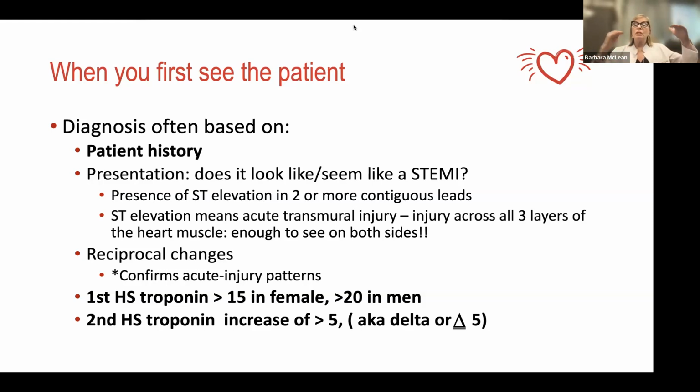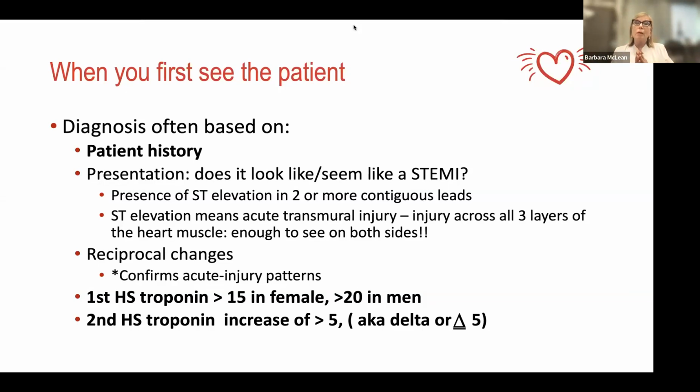But anytime we see in a female a troponin higher than 15 or a man a troponin higher than 20, who has a process that we think is acute, we'll always follow that with a second troponin 60 minutes later. If that second troponin is still continuing to rise, and that means a delta of 5, it has to increase by 5, then you've got an acute event.